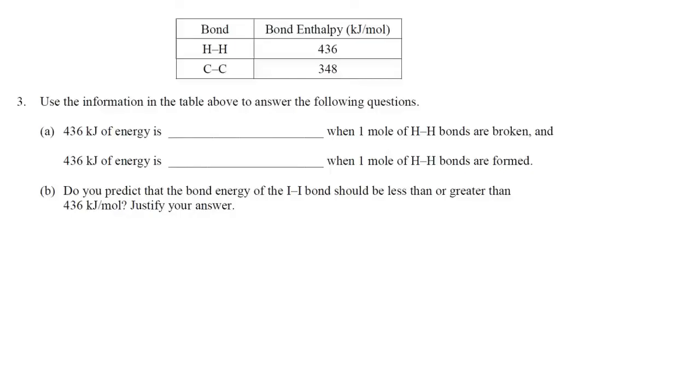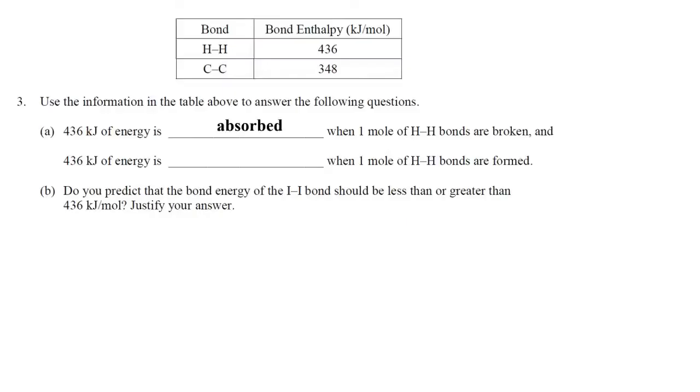So question 3 says, use the information in the table above to answer the following questions. So in the table, we have 2 bond enthalpy values. One is for the hydrogen-hydrogen single bond. That's 436 kilojoules per mole. And then the other is for the carbon-carbon single bond, and that's 348 kilojoules per mole. So part A, 436 kilojoules of energy is blank when 1 mole of H-H bonds are broken. So remember that breaking attractive forces, breaking a chemical bond, is an endothermic process that absorbs energy.